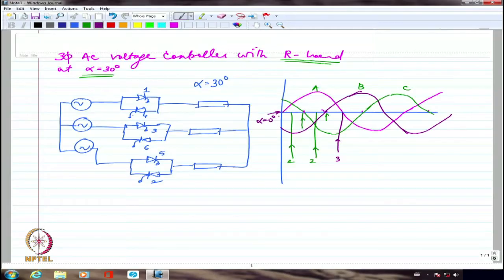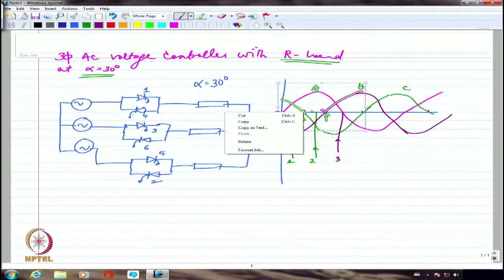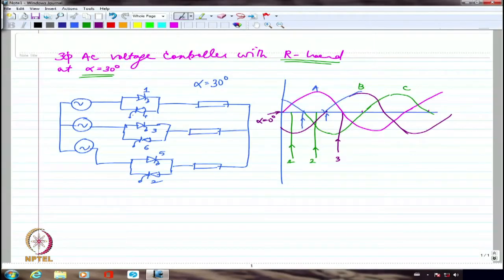So when I fire 1, I assume 5 and 6 are conducting. So if 5 and 6 are conducting, 5 corresponds to C phase, but C phase negative happens only from this point, not before that. So I am going to have C phase negative only from this point. So I still have a 30 degree interval before device number 5 goes off.